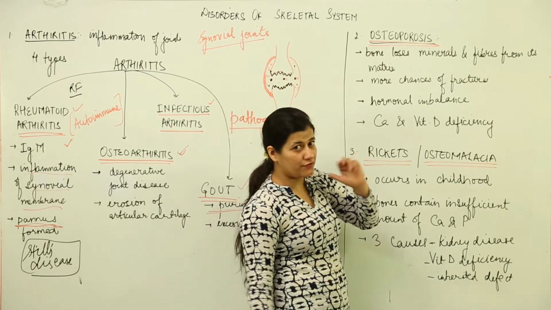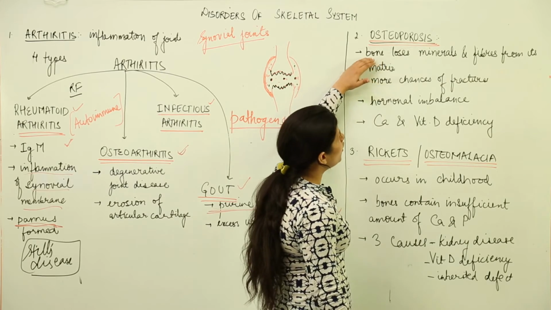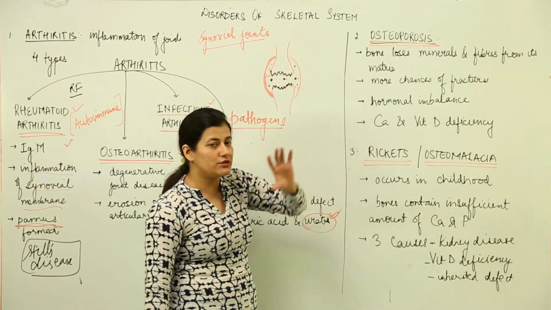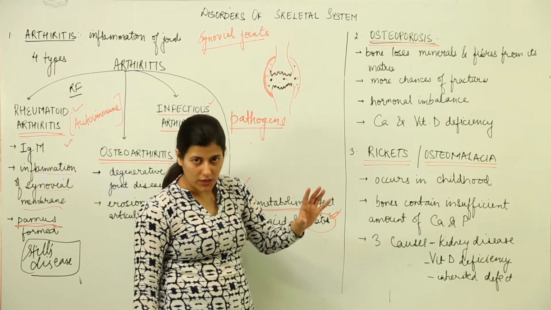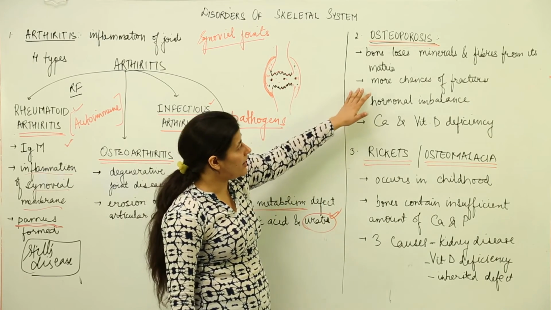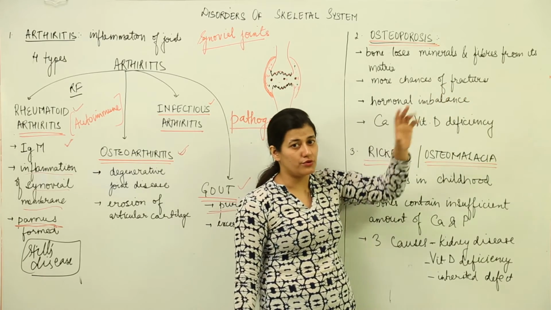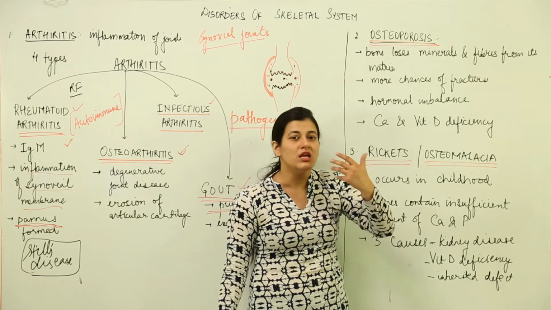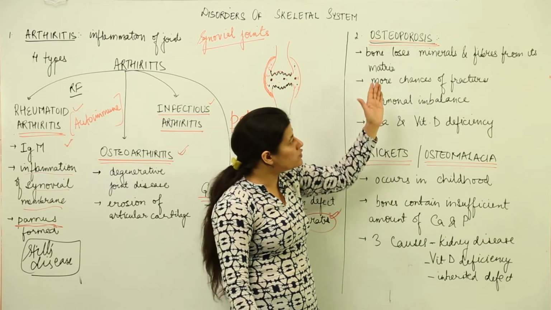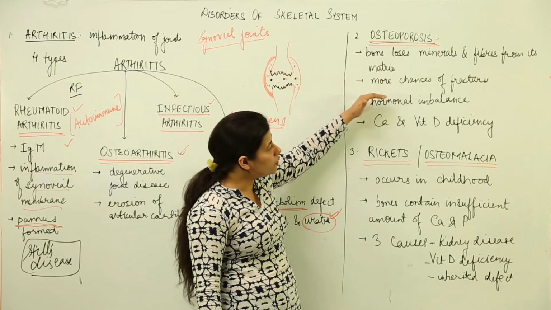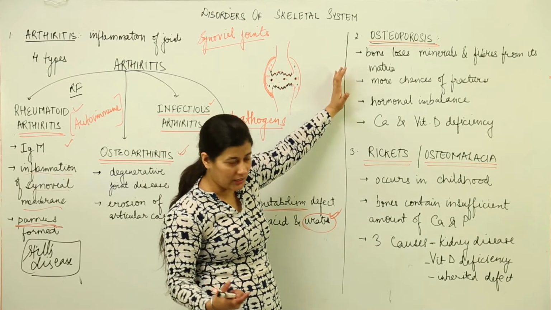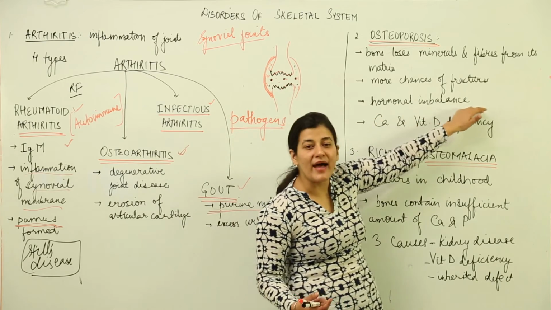What happens at the physiological level is that the bone loses its minerals and fibers from the osteometrics. The fibers and the minerals are lost, and there are more chances of fractures. As I told you, the bones become thinner because they are deteriorating, the matrix is losing its fibers, so the bones become thinner and there are more chances of fractures. The cause of this bone thinning is the hormonal imbalance that might occur.